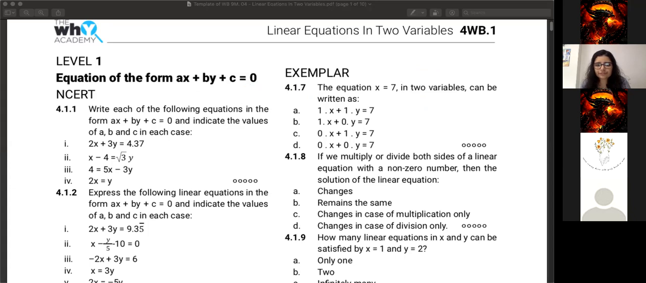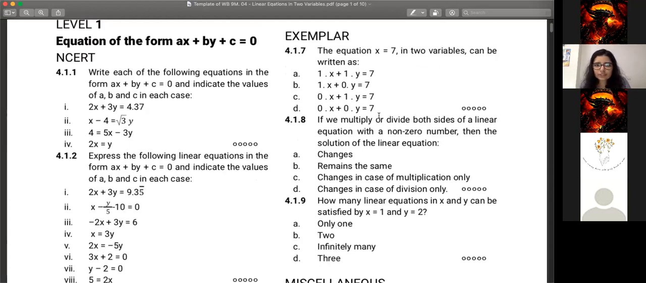Very good. All of you have got it. So option is B. So यहाँ पे y नहीं है, which means that y will be multiplied by 0. So that's why B is the correct answer. Cool.